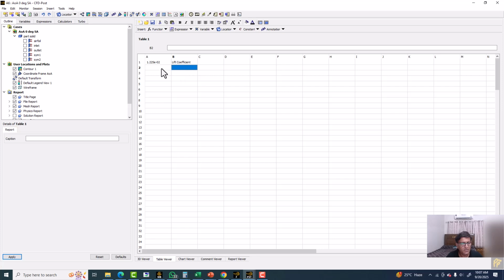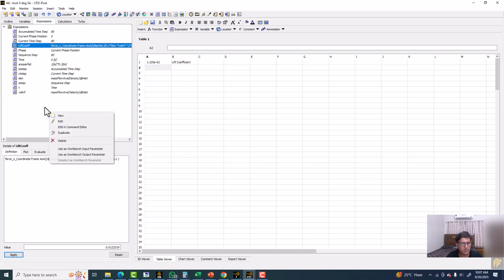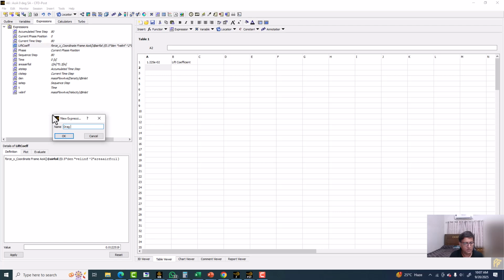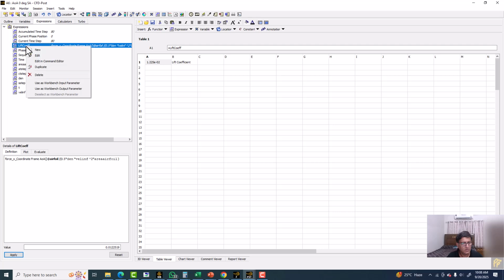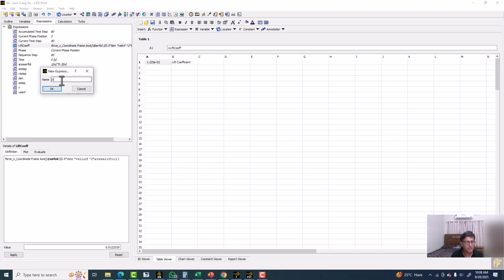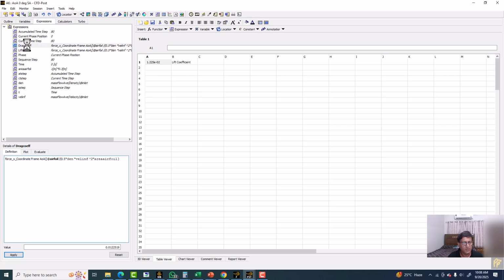Now the second expression is for drag coefficient. So new, and this is the drag coefficient. Sorry, the first one is actually the drag coefficient. So duplicate, this is the drag coefficient, and the lift coefficient will contain the force in the y direction. So make it y, and click on apply.